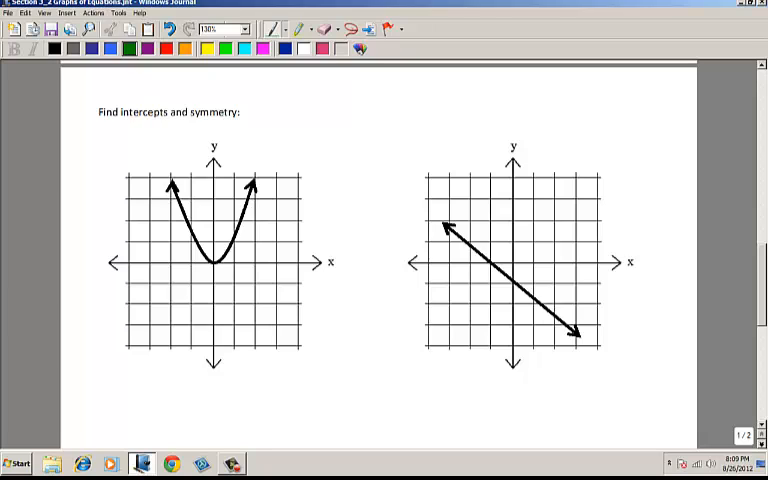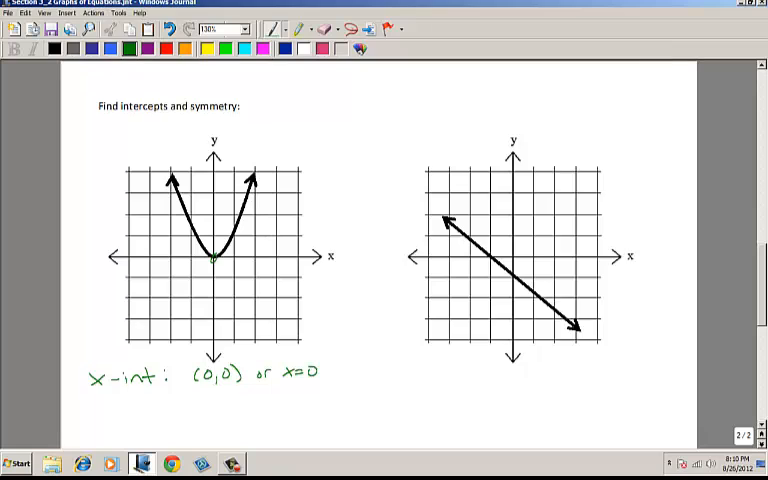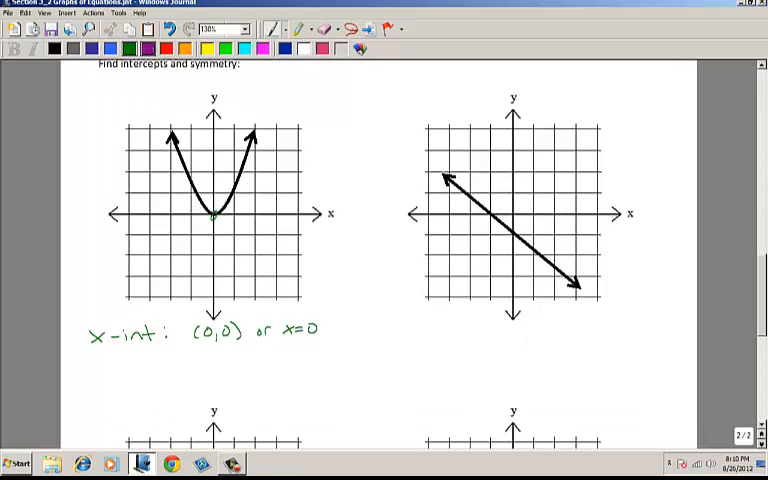So our first problem here, let's find our x-intercept. Our x-intercept is where we cross the x-axis. Well, I cross the x-axis right here, and that point just happens to be 0, 0. So my x-intercept is 0, 0, or I can just say x equals 0. Either one is fine. My y-intercept is where I cross my y-axis. Well, here's my y-axis. I cross it at the same point. My y-intercept here is 0, 0, or I could just say y equals 0.